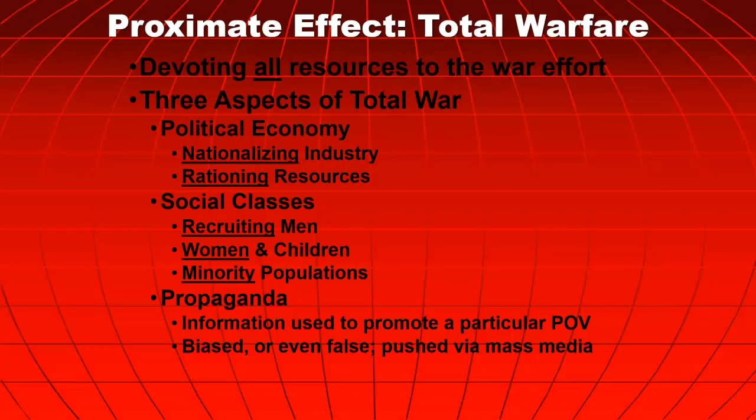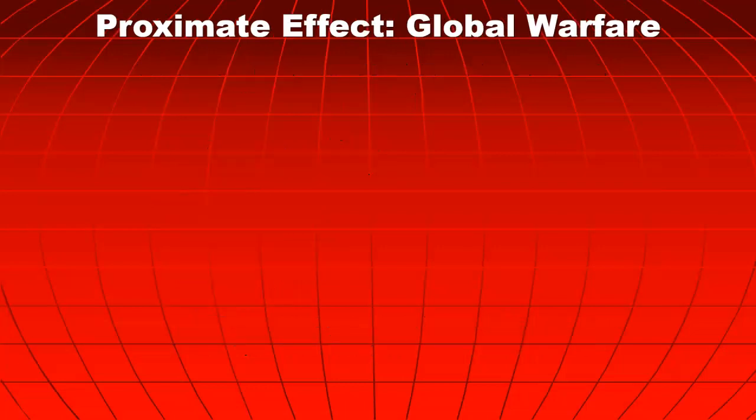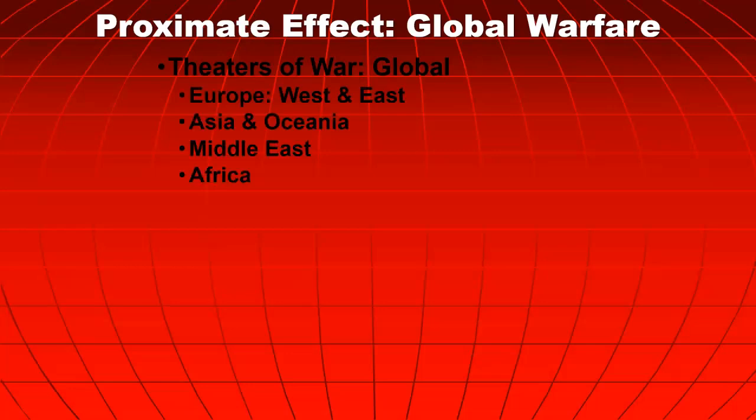And we're talking about people within your own society here. So this is also a proximate effect, this idea of total warfare. But a third proximate effect is global warfare, okay? So if you recall in the previous lesson, we talked about different theaters of war, that the war is really global.